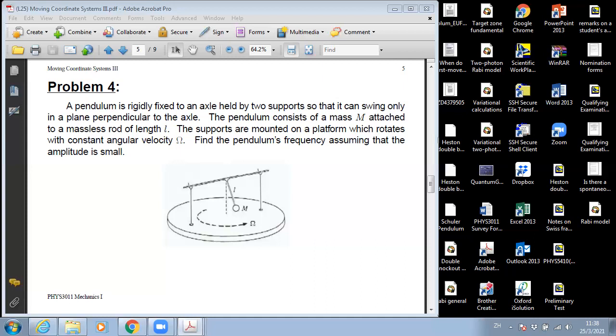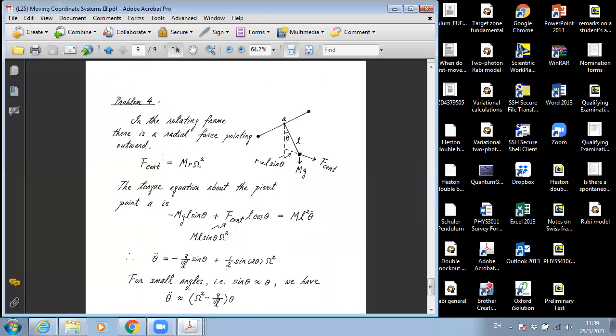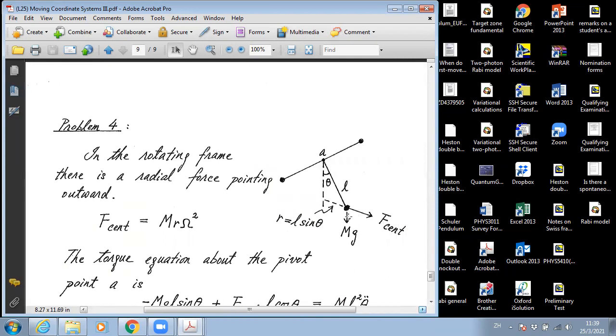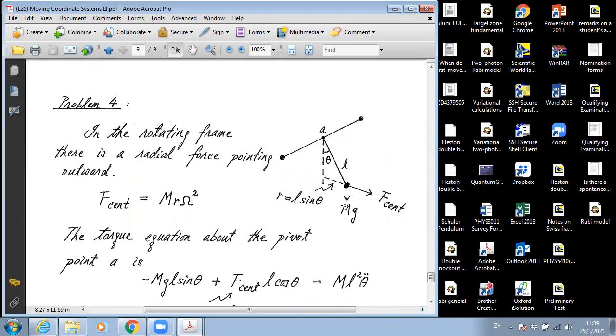Any idea? Okay, here's the answer. Now, in the rotating frame, there's a radial force pointing outward, the centrifugal force, right? Because it is rotating about the z-axis.